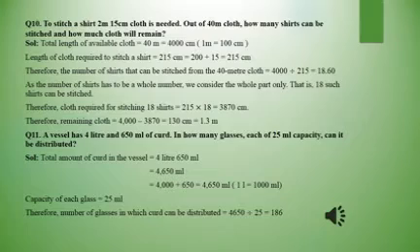Therefore, our remaining cloth would be equal to, initially we had 4,000 centimeter of the cloth, and now we have used 3,870 centimeter of the cloth. So remaining cloth would be 4,000 minus 3,870, which is equal to 130 centimeter. So again, converting 130 centimeter into meter, we divide by 100, which is equal to 1.3 meter.